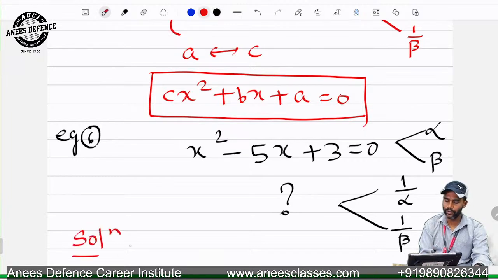Directly. What we have to do? We have to interchange. What is A here? It is 1. So we have to interchange 1 and 3. So the final answer would be... orally we can solve this question. Yes or no? Very easy.